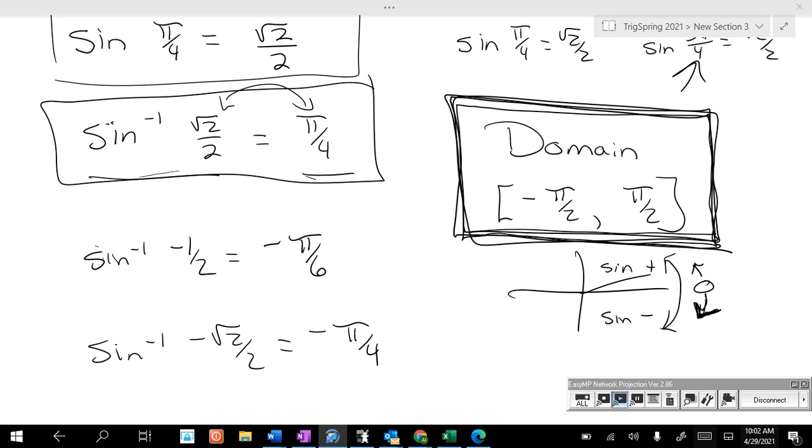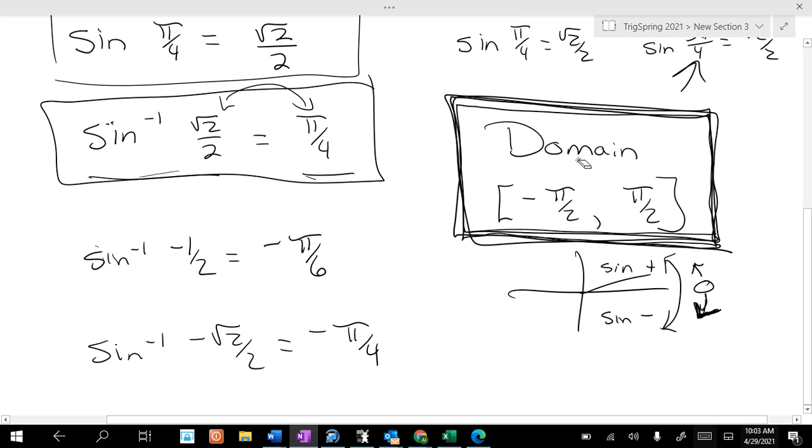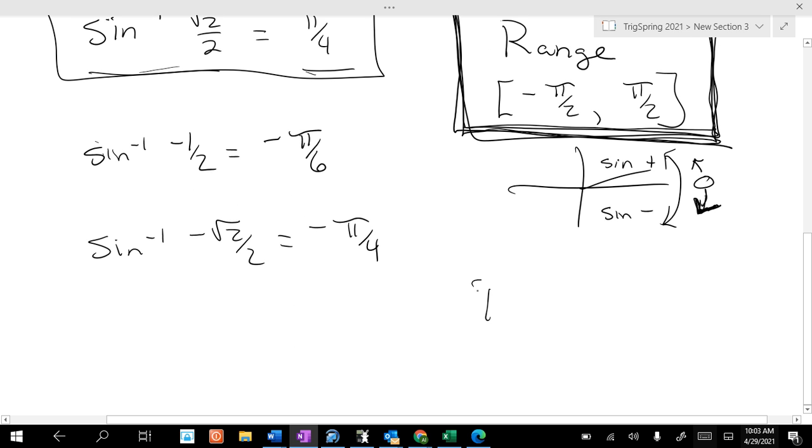I gotta back up a second. I misspoke just slightly. This is the range, not the domain. This is what the y values are of the inverse. Now, what are the x values that I'm using? So, the domain for the inverse sine. What possible x values can I use here?